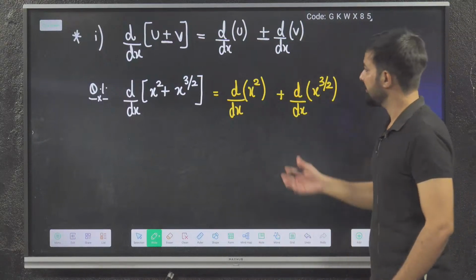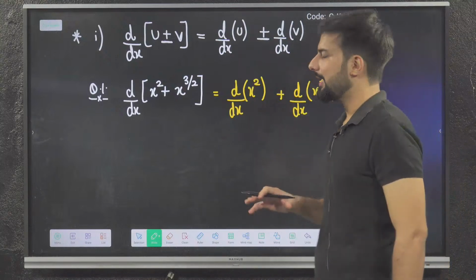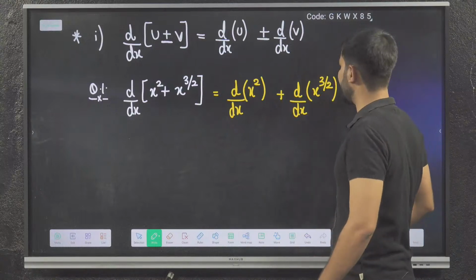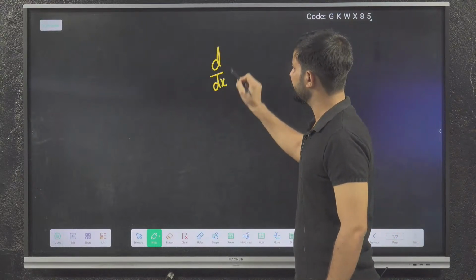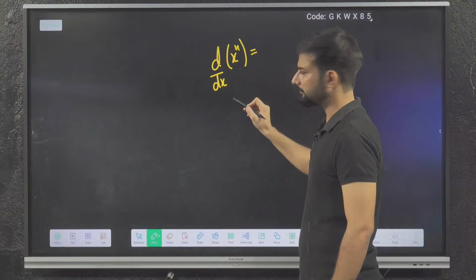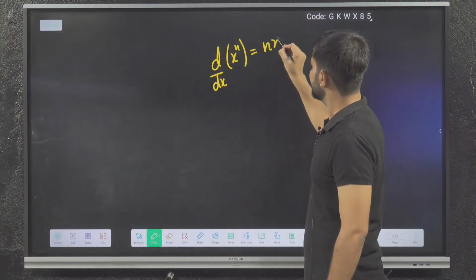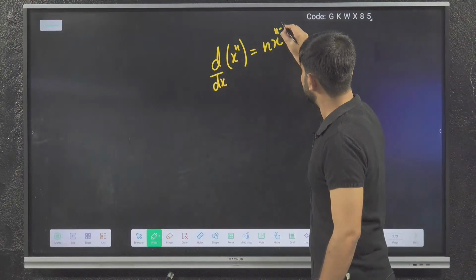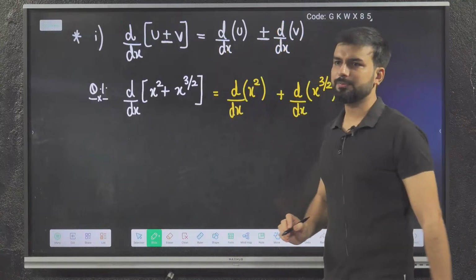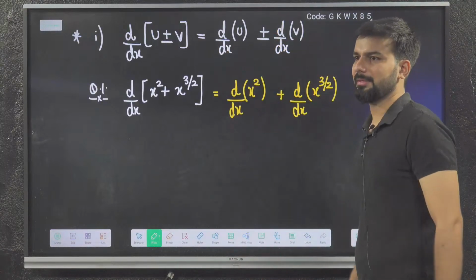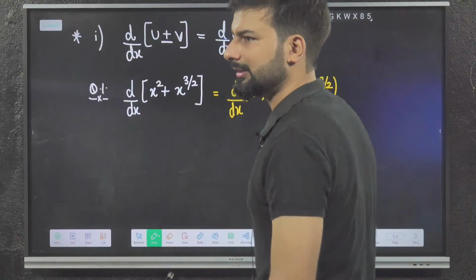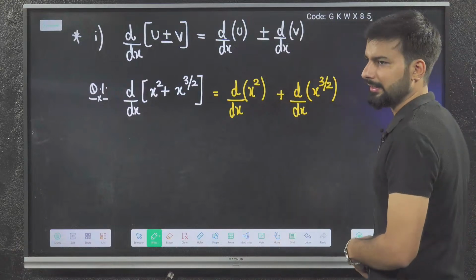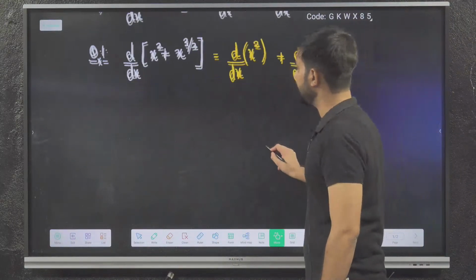Now yesterday I have taught you, when you are having a general formula of d by dx of x power n, what was the formula? n comes forward and you have to subtract how much from n? You have to subtract 1. This was the formula. I hope you guys remember this formula. Very good. So many members have already answered it correctly. So the answer will be very simple.